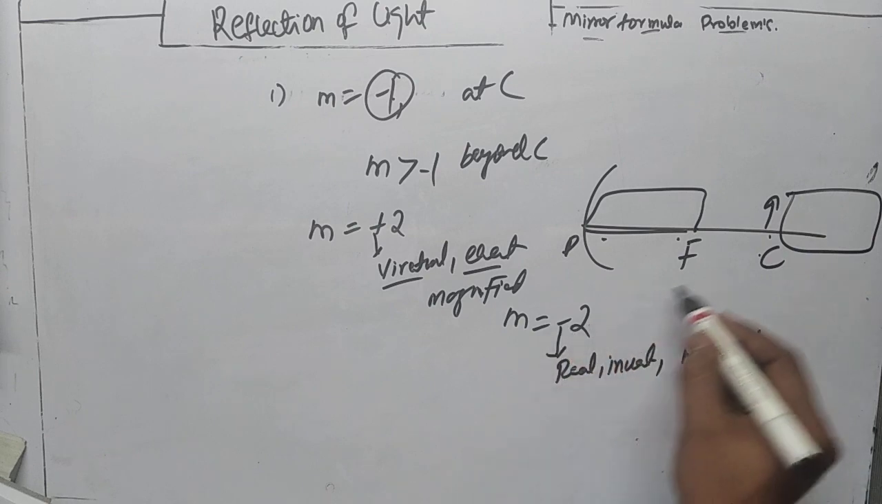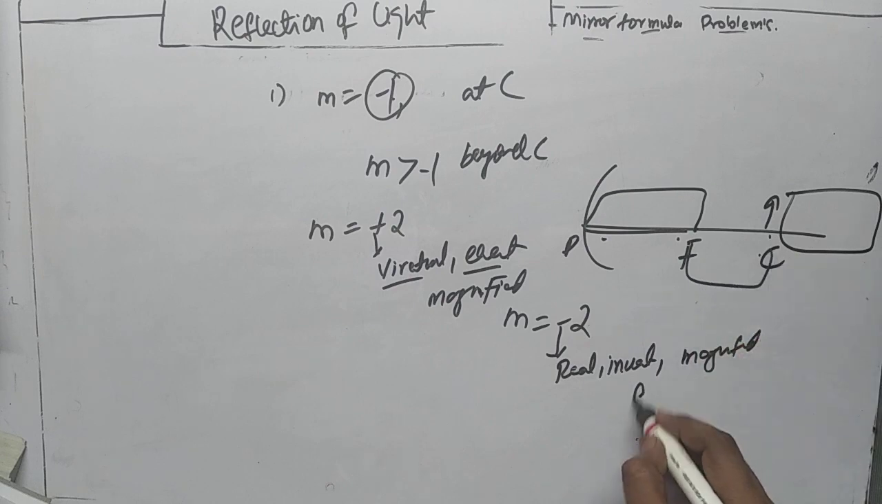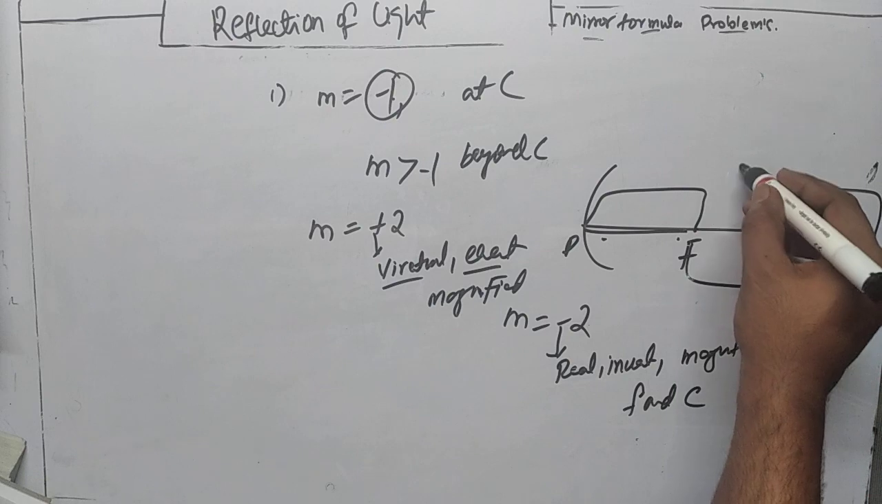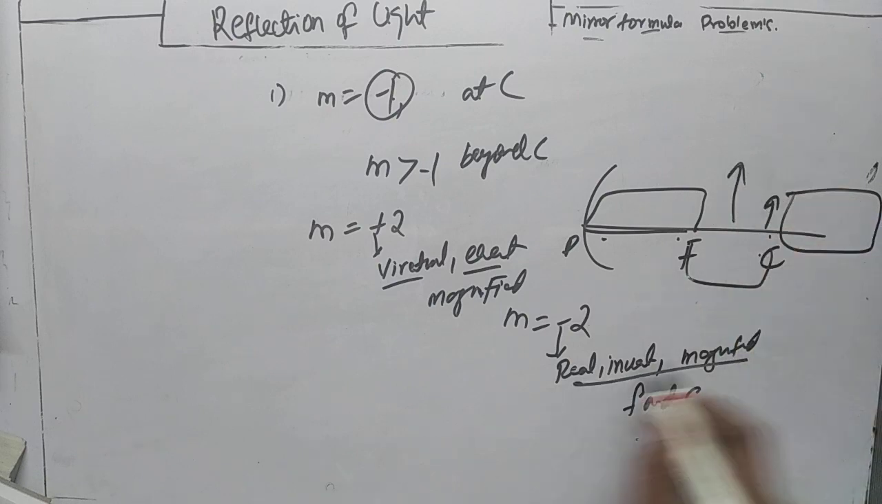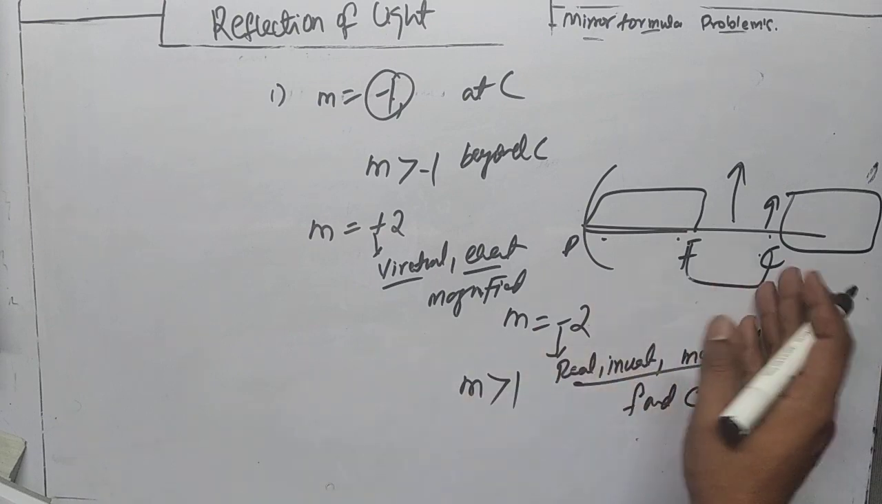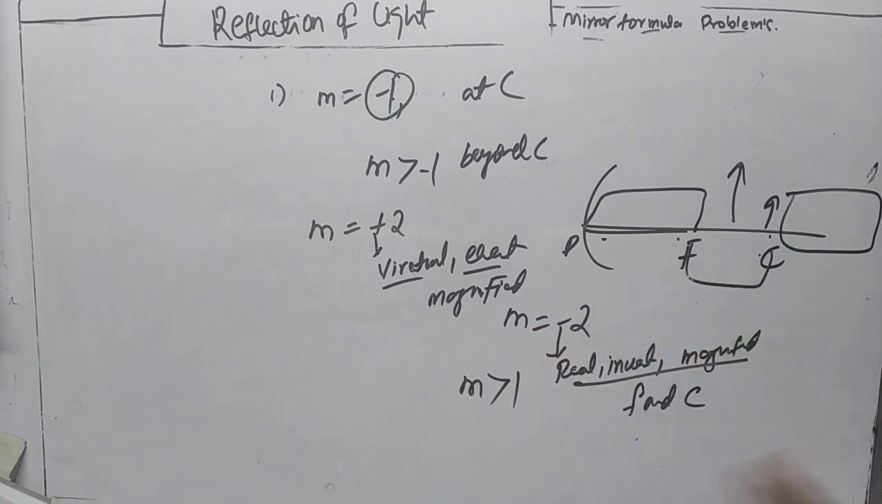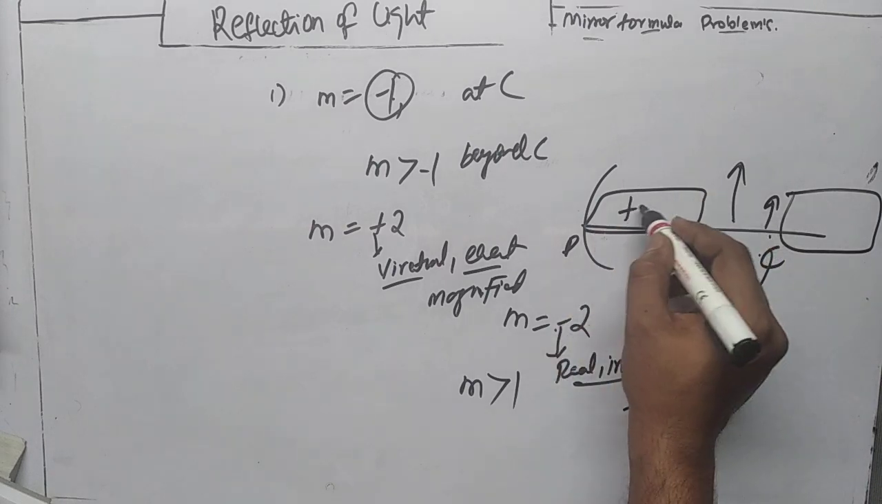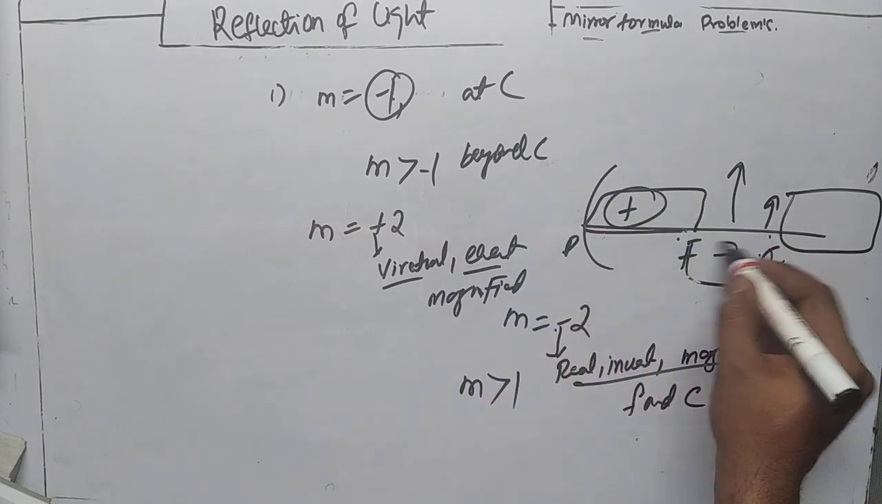But what is the position? It is placed between focus and center of curvature. Only when the object is placed between focus and center of curvature will the magnification be greater than 1. And the minus sign indicates that here we will have magnification as plus, and here it will be minus.